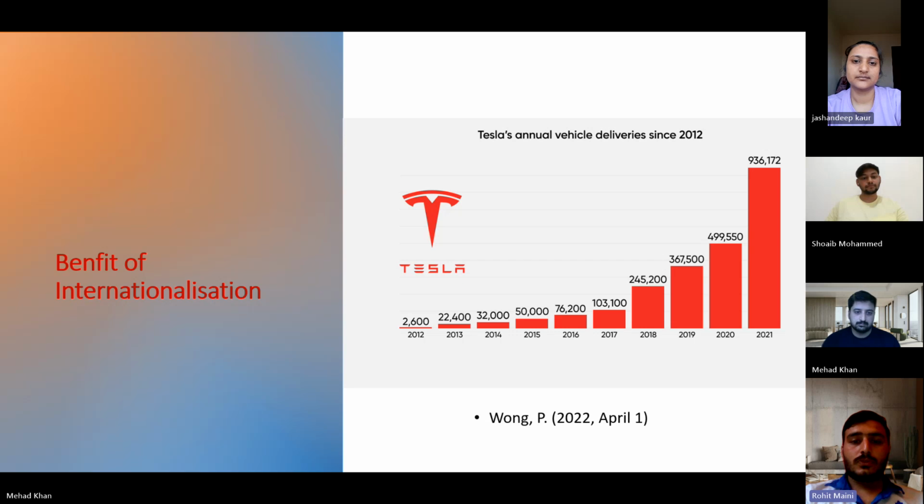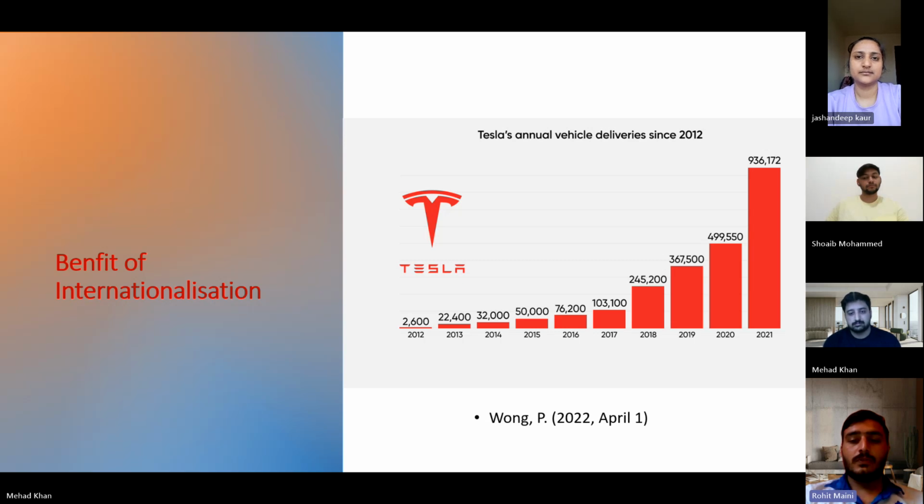So how did this international position help Tesla sell more cars? As I said, it has 160 stores in the United States, but there is still a maximum number of potential customers that they can serve. So in order to sell more cars and expand the business, Tesla, as I narrated in the previous slides, has different stores in different countries.